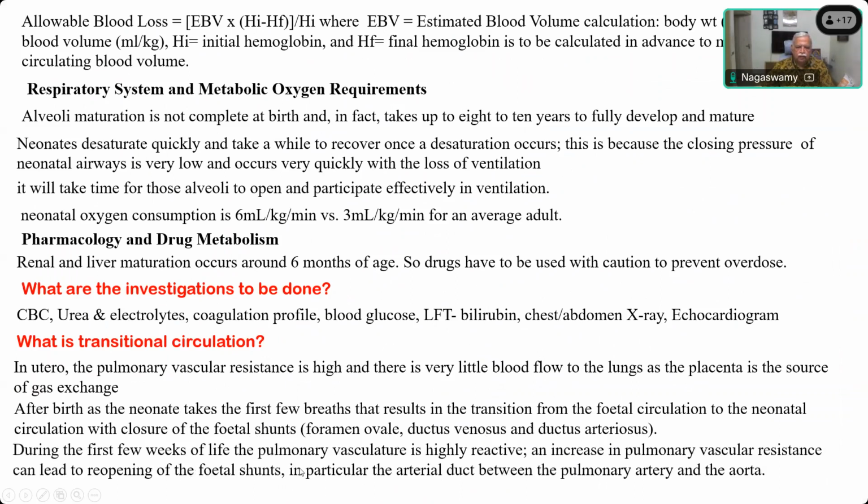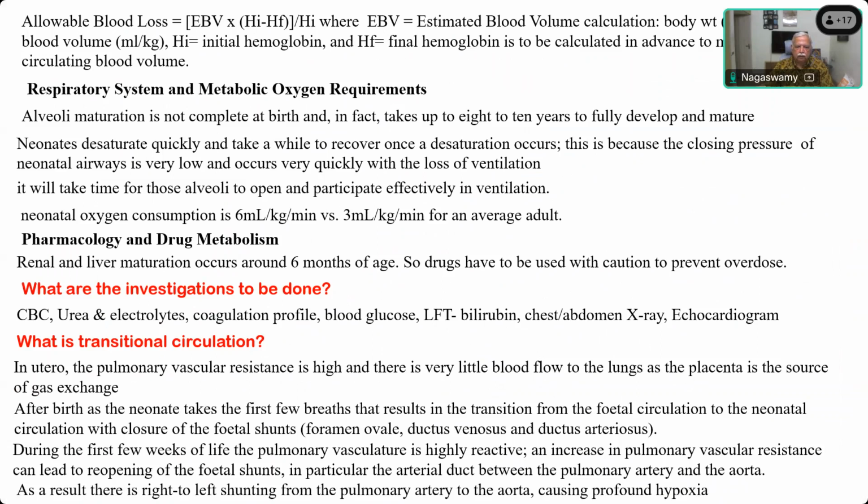During the first few weeks of life, if the pulmonary vasculature is very reactive, and if the vascular resistance increases, then blood can flow from the right side to the left side, just like in tetralogy of Fallot or other conditions where right to left shunt can happen, and suddenly the child may go into hypoxemia. So this is what is called the transitional circulation, which is a very important point you have to mention in all neonatal anesthesia. So you have to make sure that you don't create a situation where the pulmonary pressures go beyond a particular level.